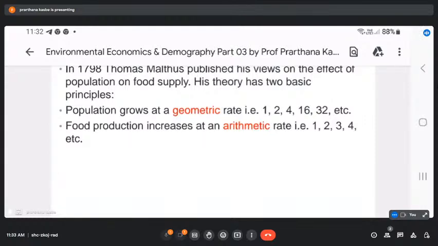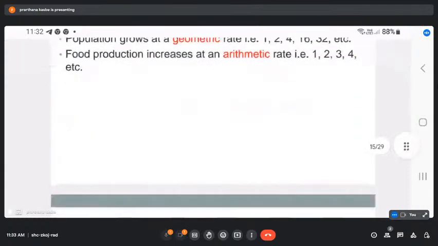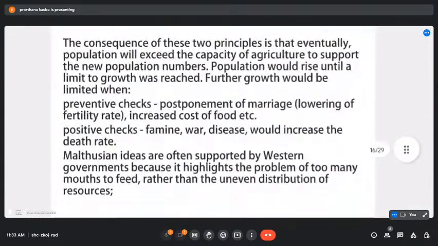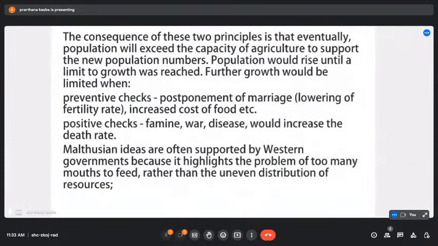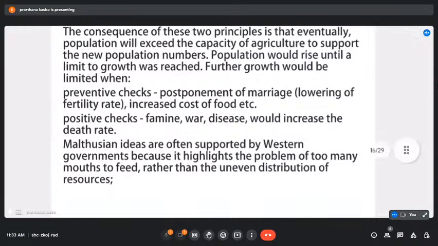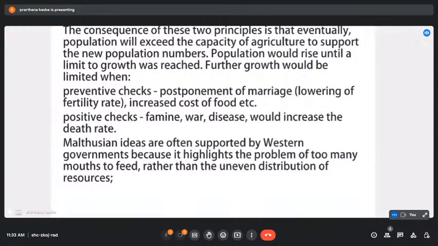That is the main concept of the Malthus theory of population growth. The consequence of these two principles is that eventually population will exceed the capacity of agriculture to support the new population numbers. The population would rise until a limit to growth was reached. Further growth would be limited by checks. Two checks are there. Which are they? Preventive checks and positive checks.